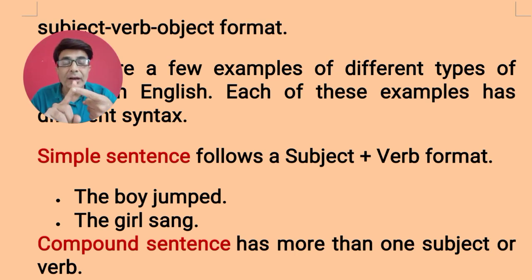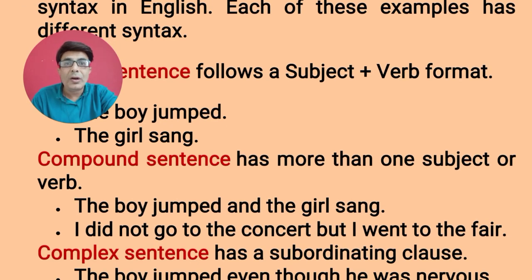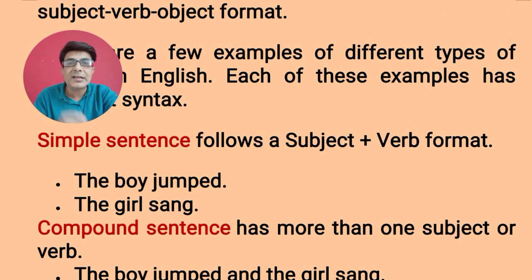Either you can make a simple sentence, or you can make a compound sentence, or you can make a complex sentence. What is a simple sentence? Simple sentence always follows the subject plus verb format. Say for example, the boy jumped, the girl sang. Okay, the boy is the subject, jumped is the verb. The girl is the subject, sang is the verb. So subject verb. This is called a simple sentence.